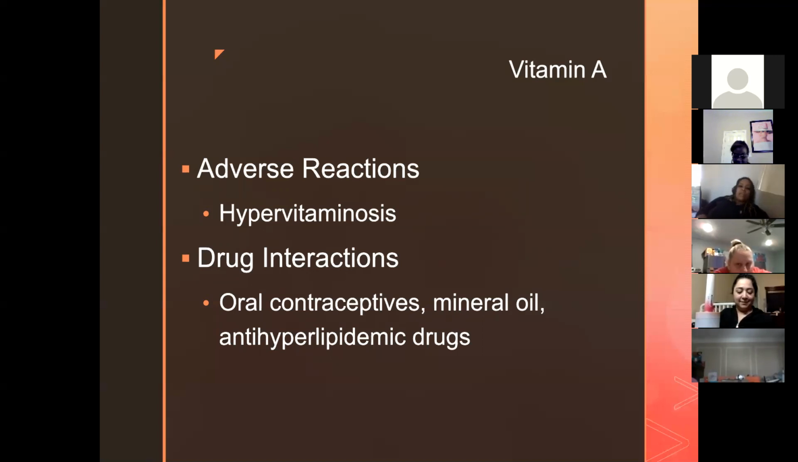Visual problems. And what else? I don't know. What did I say? Changes in the skin and maybe some bone pain. All right.